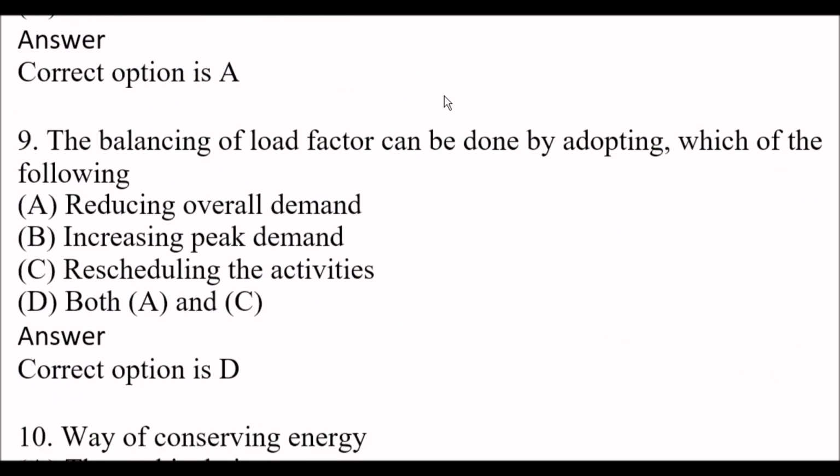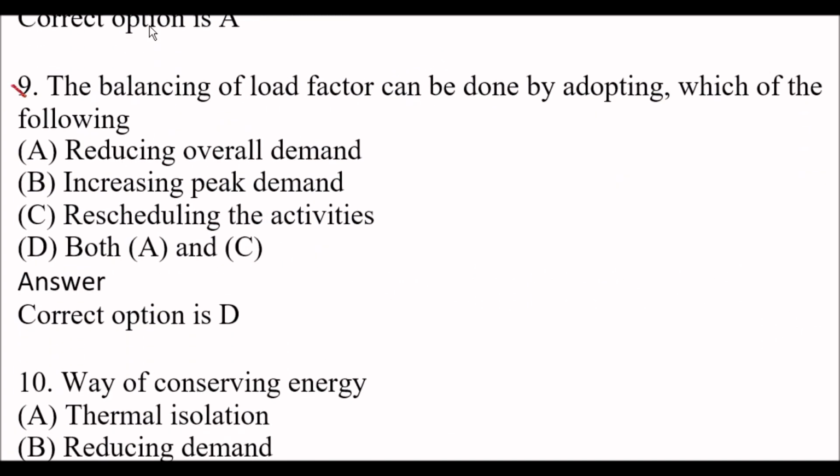Okay, next question. The balancing of load factor can be done by adopting which of the following? Option A, reducing overall demand. Option B, increasing peak demand. Option C, rescheduling the activities. Option D, both A and C. Okay, here right answer is option D, both A and C. So the balancing of load factor can be done with the help of reducing overall demand and with the help of rescheduling the activities.